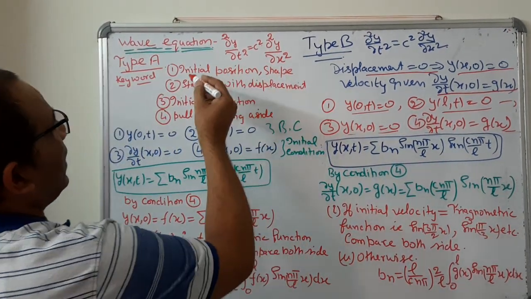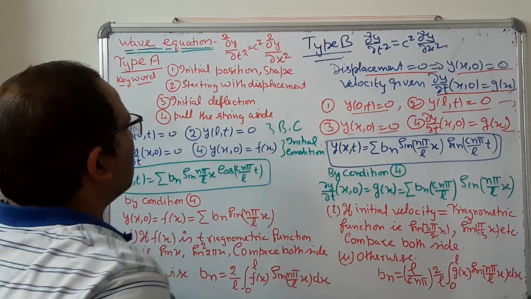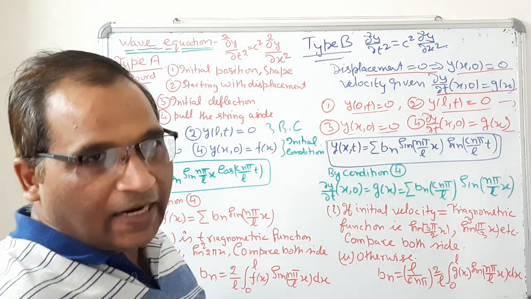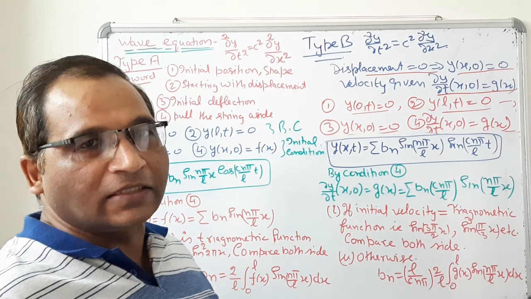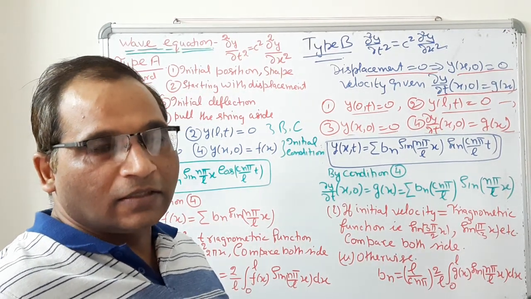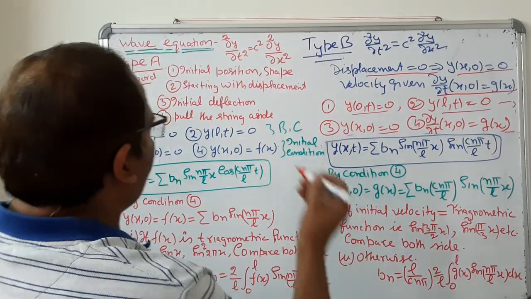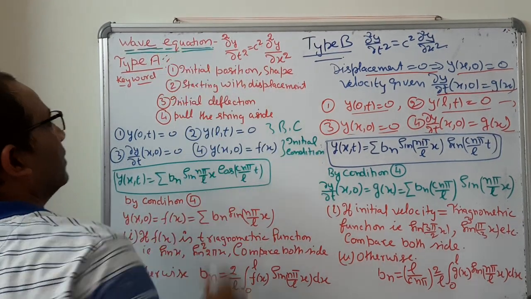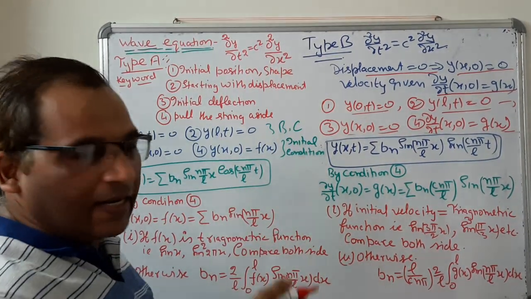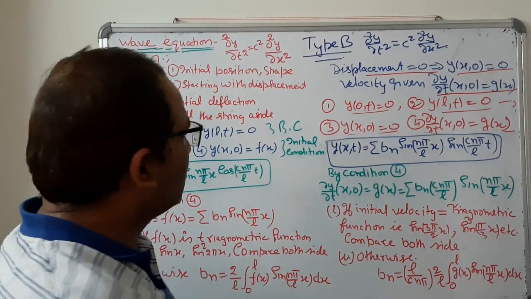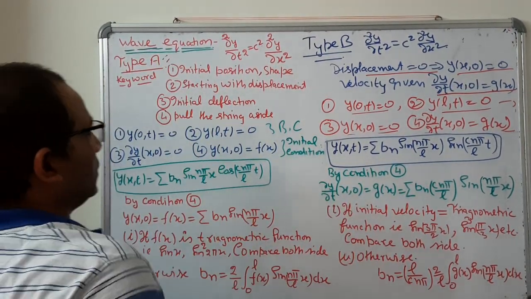The first keyword is initial positions. If in a given question the initial position of a string is given as, let us suppose, x sin 2x, like this, the initial position means type A. Another keyword may be shape. If the initial shape is given, that is a type A question.